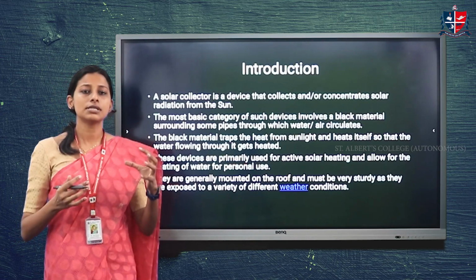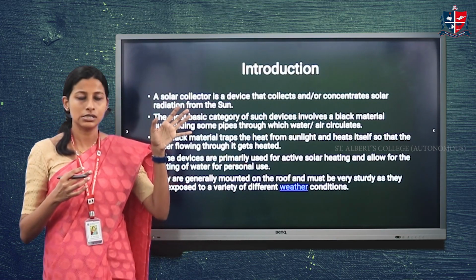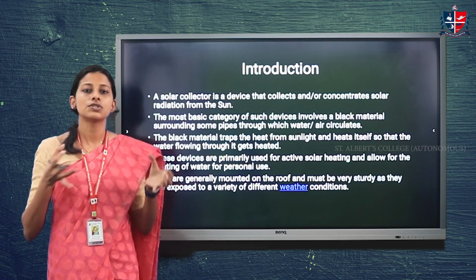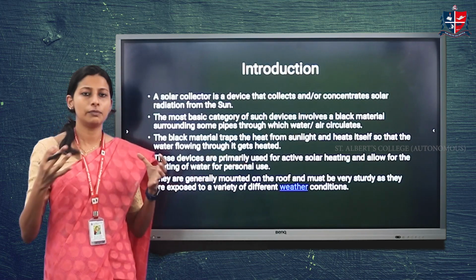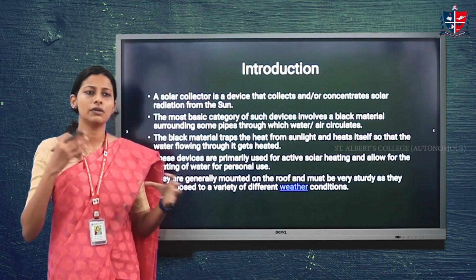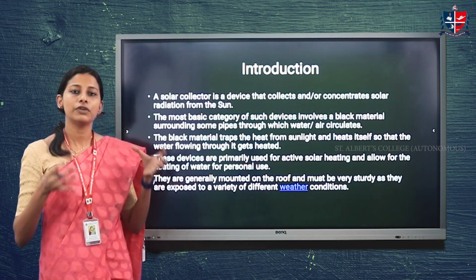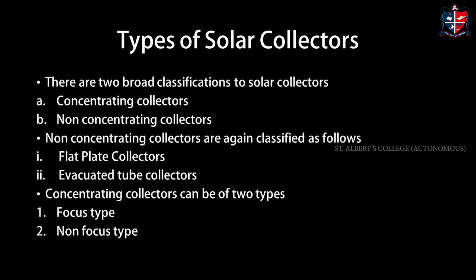Also, we have always noticed that these collectors are placed on top of roofs or anywhere in open areas. So they have to be very sturdy. The construction should be very sturdy so that they can adapt to various weather conditions. They may have to face storms, rain, etc. Varying weather conditions have to be faced. So the basic requirement of any solar collector is that it has to be very sturdy and strong. Next, let's see which are the different types.